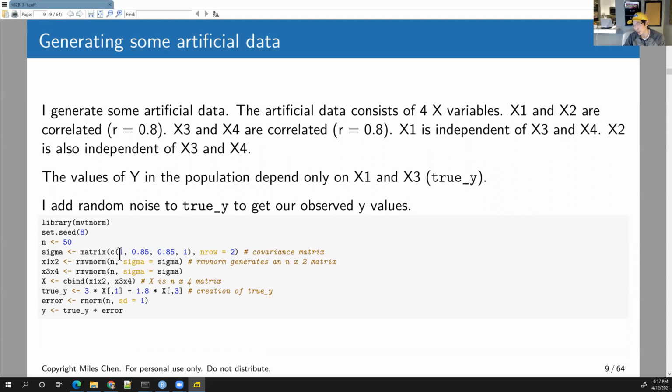So, what's the driving force? When I generate the true y, I have it related to x1 and I have it related to x3. x2 and x4 play no role in determining the true y, but we're going to add some random noise here, and we're going to try to estimate what y is based on all 4 variables, x1, x2, x3, x4.